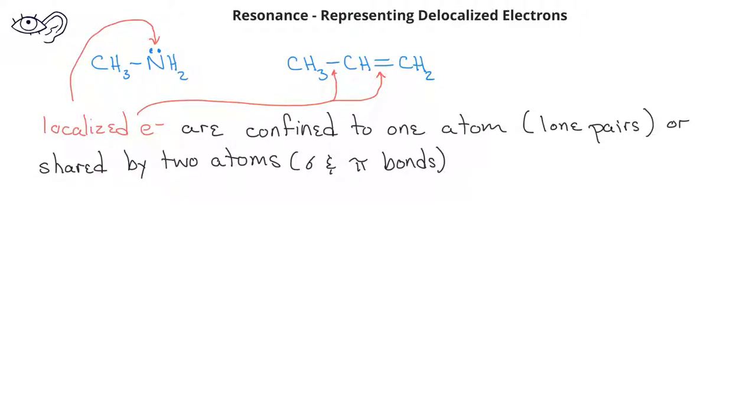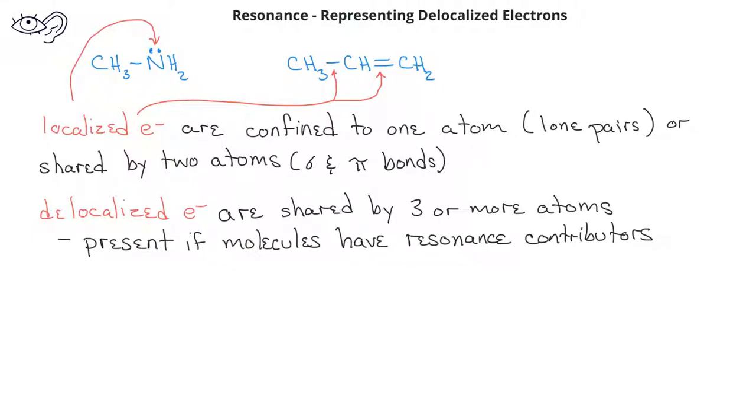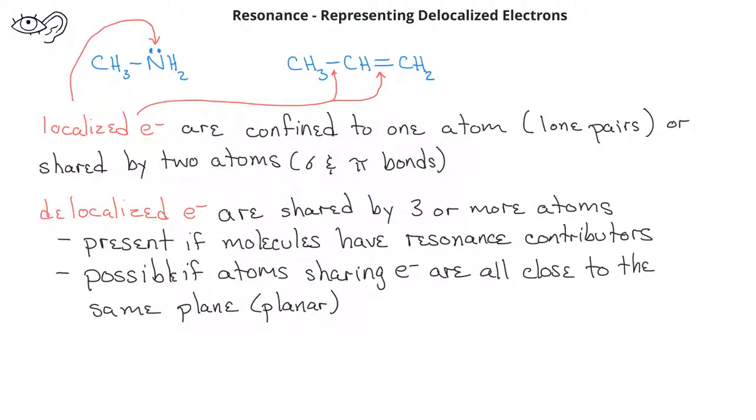However, in this video and the one that follows it, we'll be looking at what we call delocalized electrons. These are electrons that are shared by three or more atoms. Delocalized electrons will be present if molecules have what are known as resonance contributors. This will be possible if the atoms that are sharing electrons are close to being in the same plane.